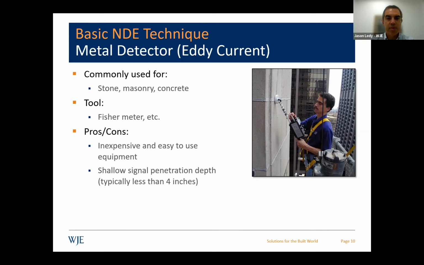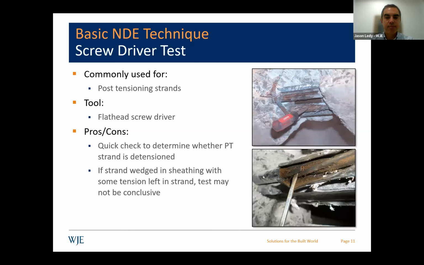So it's relatively inexpensive and easy to use. It gives off an audible signal when you're near a ferrous material. Now, one of the drawbacks, of course, is that it doesn't penetrate very deep, typically less than 4 inches, but it can be useful for near surface steel.